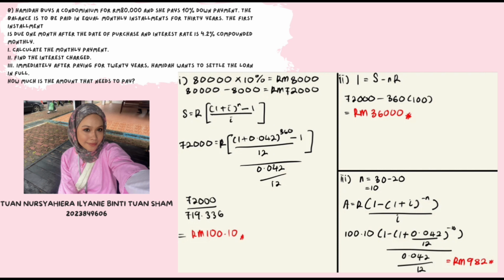For part 3, n equals 30 minus 20, so the answer is 10 years. A equals R[1 minus (1 + i)^(-n)] over i. So 100.10 times [1 minus (1 + 0.042 over 12)^(-n)] over 0.042 over 12, and the answer is RM 982.